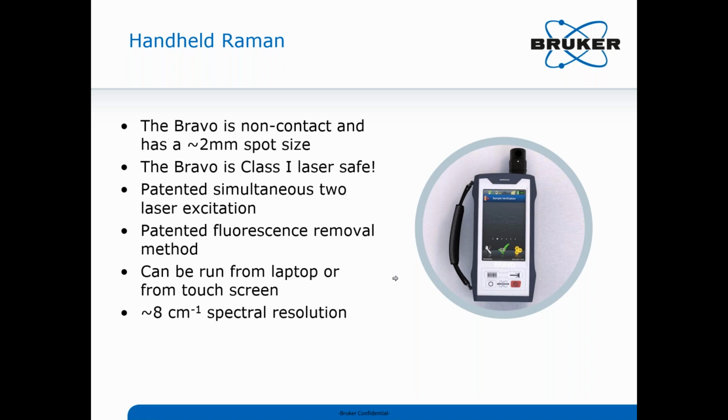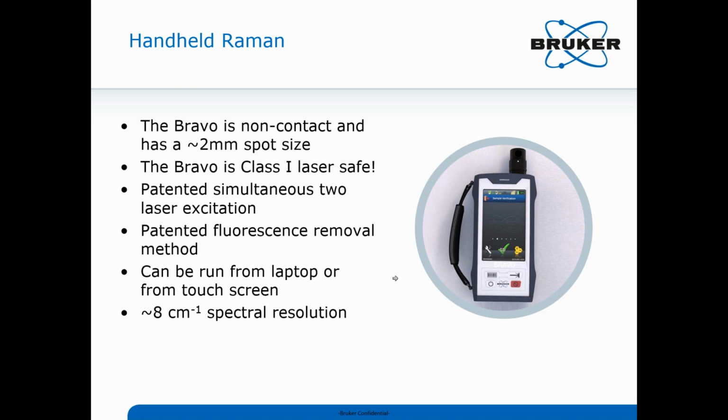Okay, so we've gone with our portable IR. Let's go to the Raman. So now we've got a handheld Raman. The analysis spot size is about the same size, 1 millimeter or 2. It's class 1 laser safe. The spectral resolution is about 8 wave numbers. In the IR, we typically run at about 4. So you're sacrificing a little, but remember that the intrinsic bandwidth is about 6 to 8 wave numbers anyway, so you're not losing anything really there.